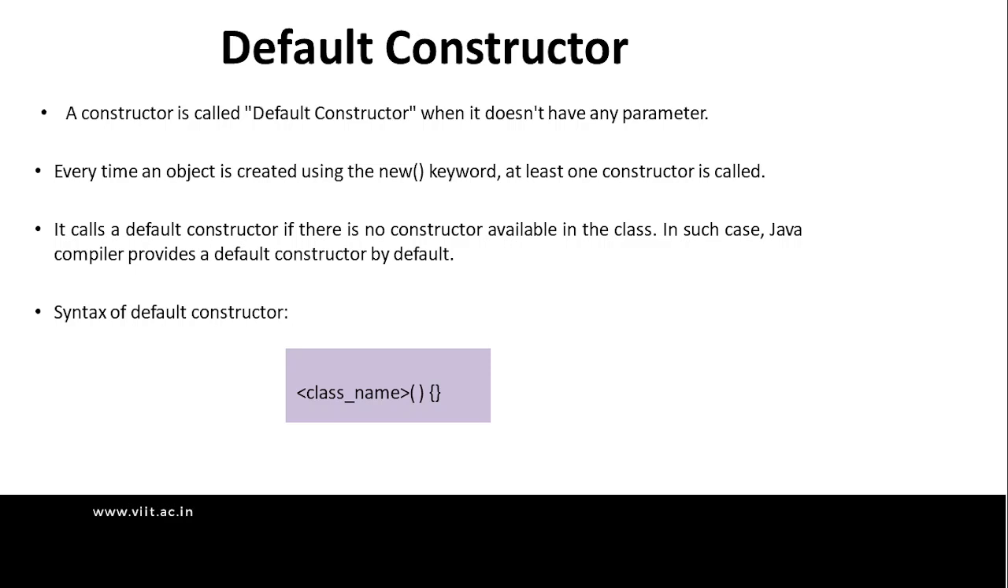The syntax for the default constructor is as follows: class name, bracket, and empty bracket. Even if you don't create it, it will be provided by the compiler by default at the time of compilation of the program.